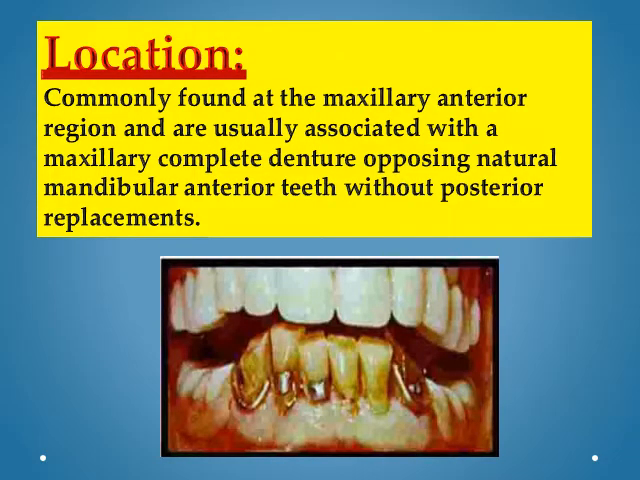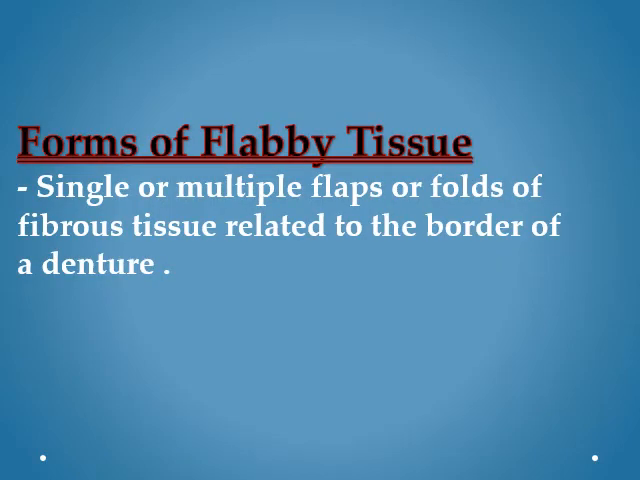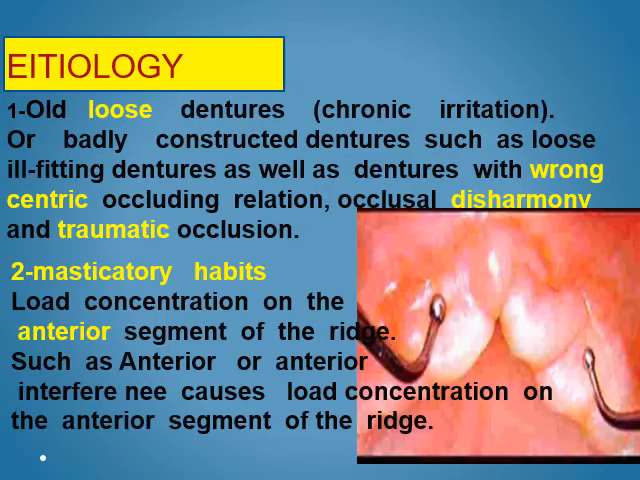Location: commonly found in the maxillary anterior region and usually associated with the maxillary complete denture opposing the natural mandibular anterior teeth without posterior replacement. As we said, the upper is completely edentulous and we fit something like a single upper denture. The lower is a class 1 bilateral distal extension. The only teeth present are the lower anterior teeth. Forms of flabby tissue: single or multiple flaps or folds of fibrous tissue related to the denture.